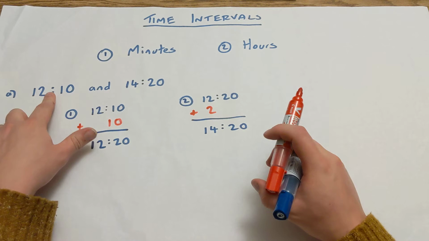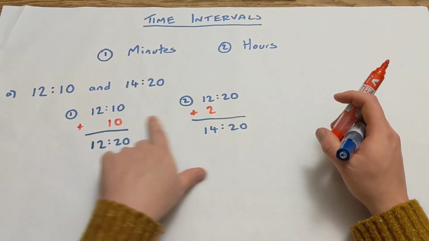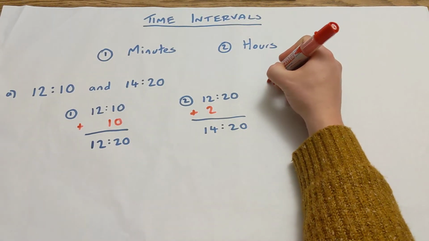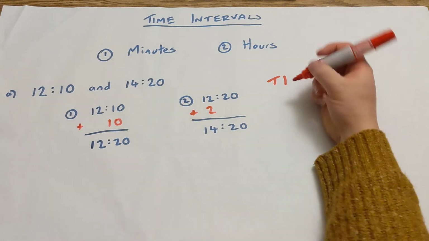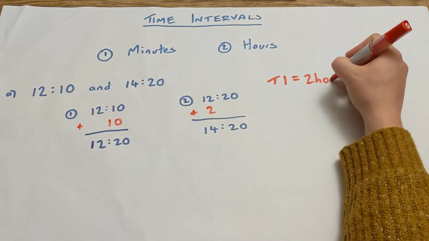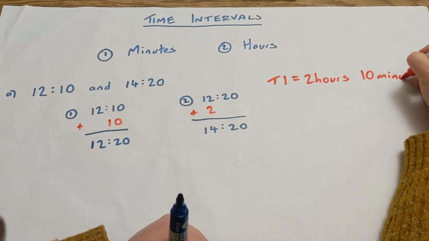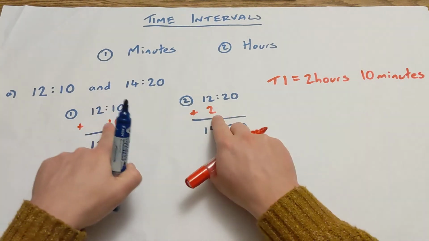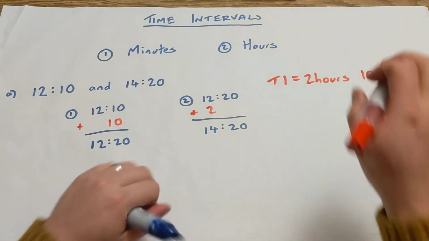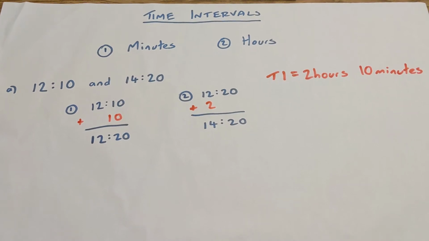So, to get from 12:10 to 14:20, what I've done is I've added 10 minutes, and then I've added 2 hours, so the total time between them, I'm just going to write TI instead of time interval, is 2 hours and 10 minutes. We've just popped together these two things I added on, and it's given us our answer. We'll do another simple one like that before we look at a slightly more complex one.